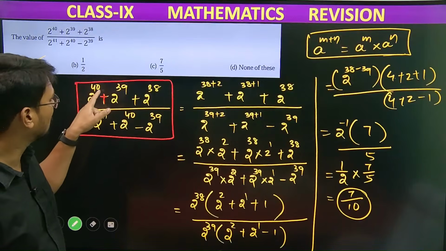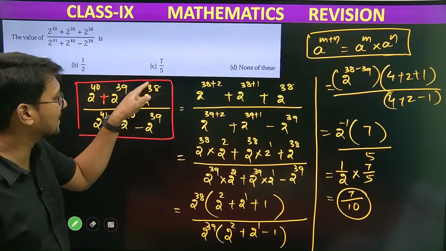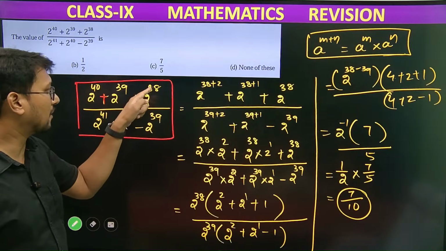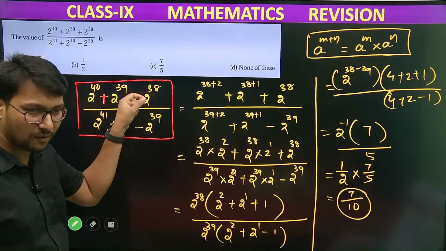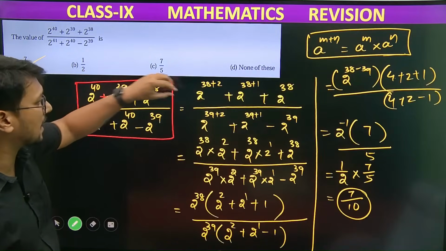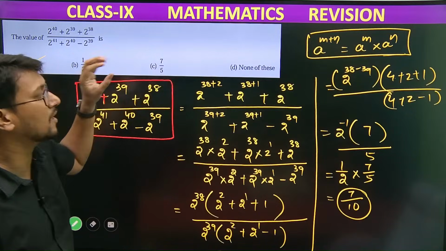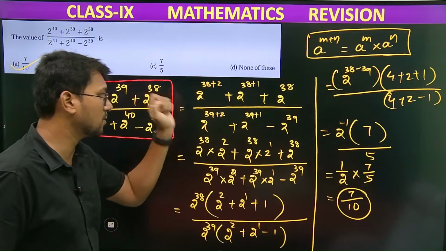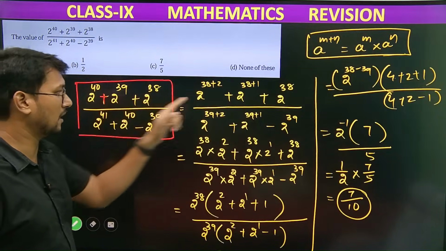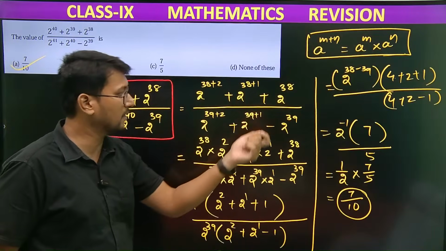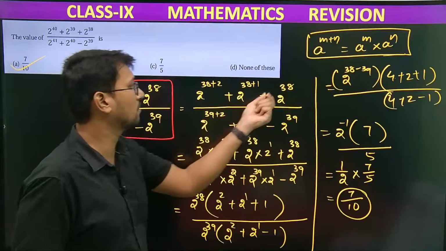I have seen whose power is the least in the numerator as well as the denominator. What is the power of 2? 38 in the numerator, that is the least power. So I have written every term as 2 to the power 38 plus something. 40 can be written as 2 to the power 38 plus 2, this one 2 to the power 38 plus 1, plus this is 2 to the power 38.